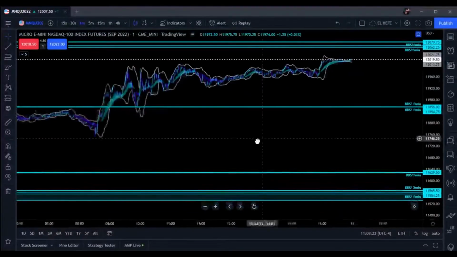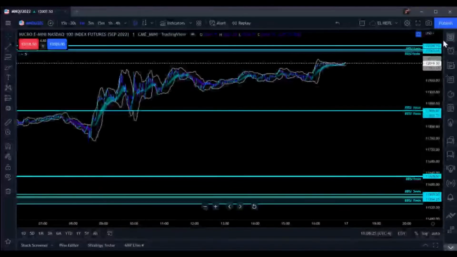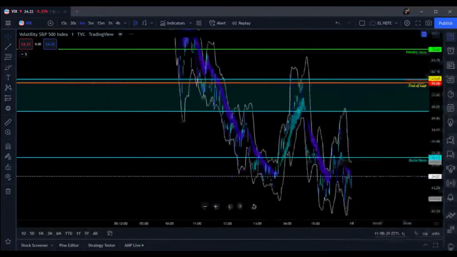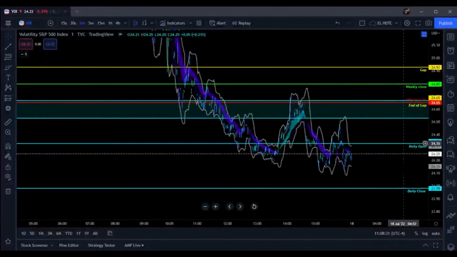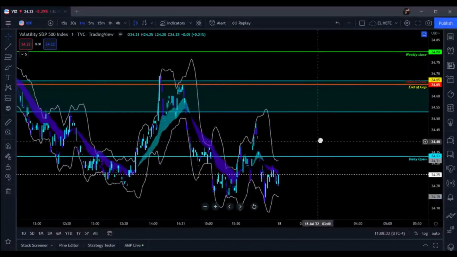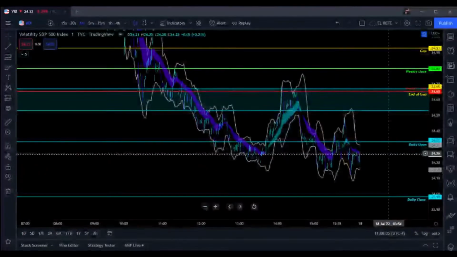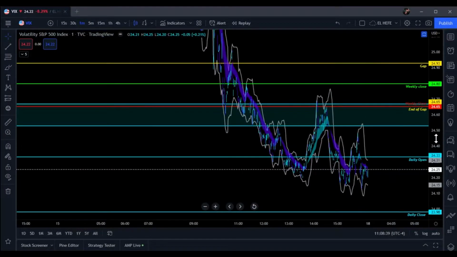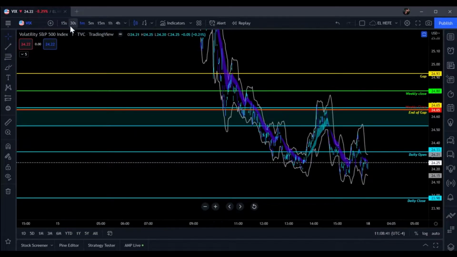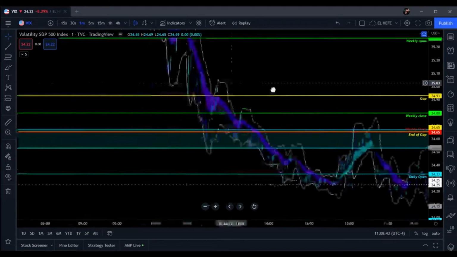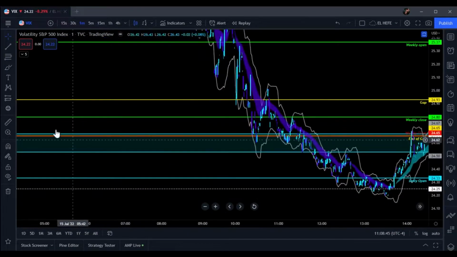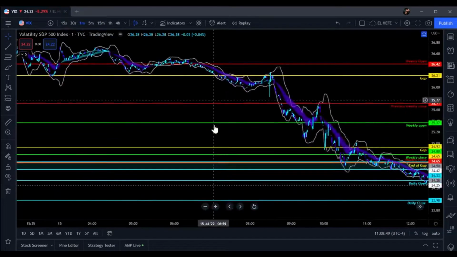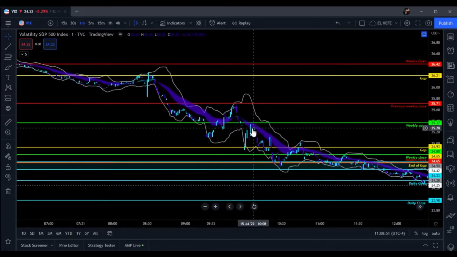So I guess that's what I'm trying to say. Now I'm going to go back to the VIX so you see what I'm talking about here, and I'm going to show how I draw these levels. Let me get over here to where the opening close was.